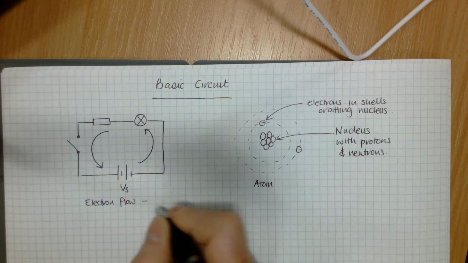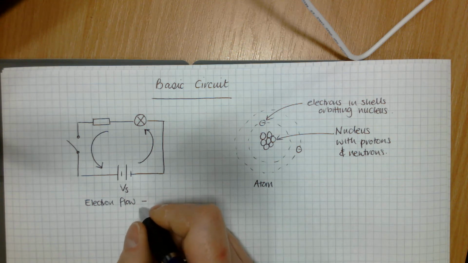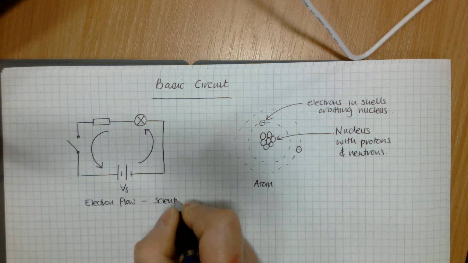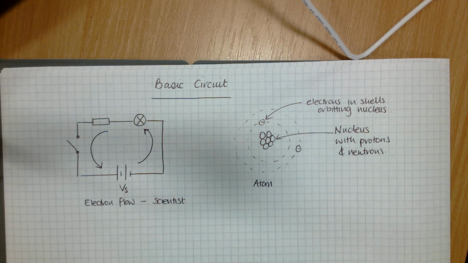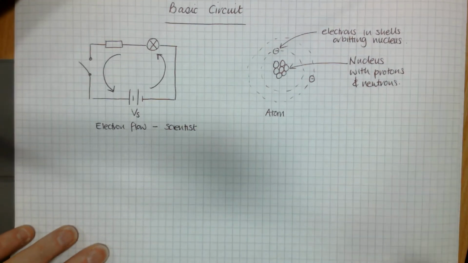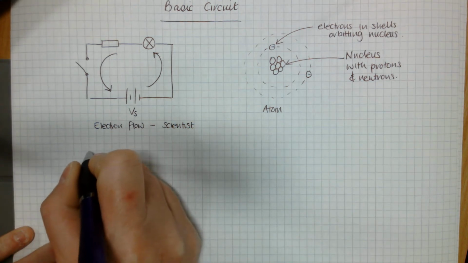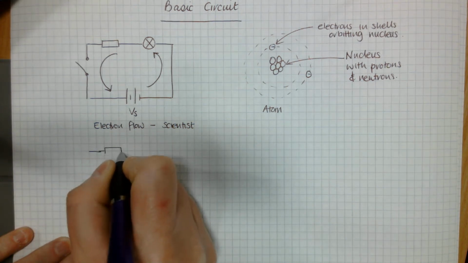The people that talk about electron flow are usually people who do pure science, chemists, physicists, all that kind of thing. That's not where we are. So we want something that really makes it easy for us to do calculations.